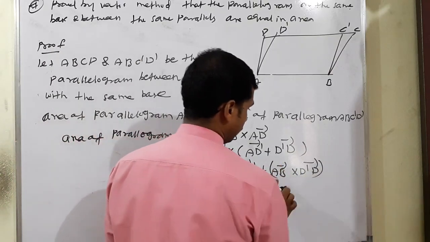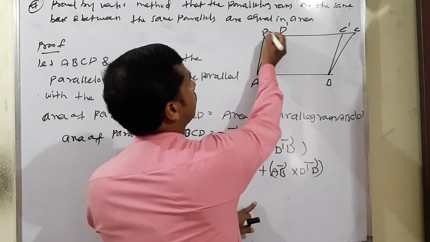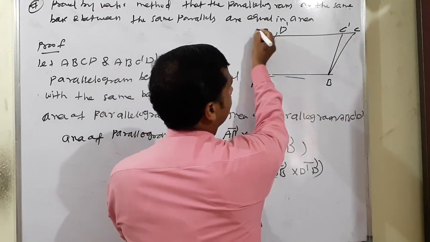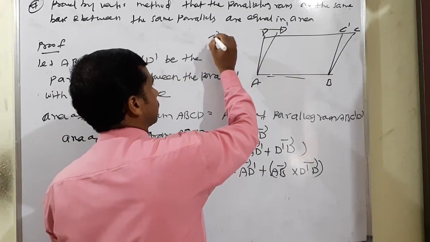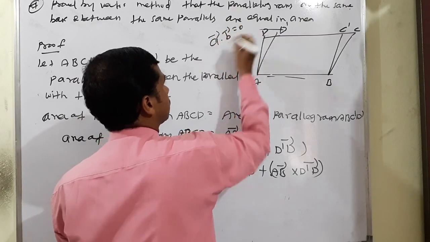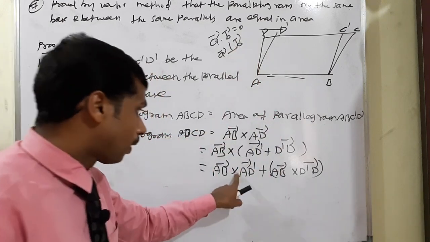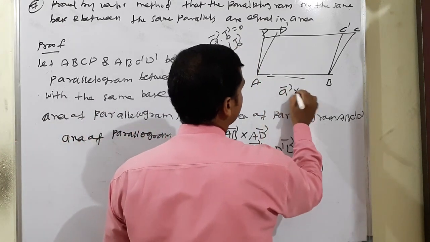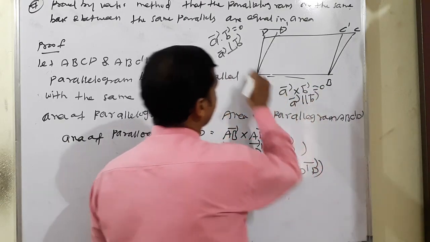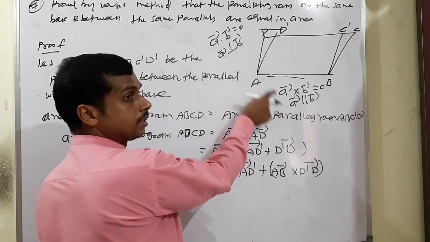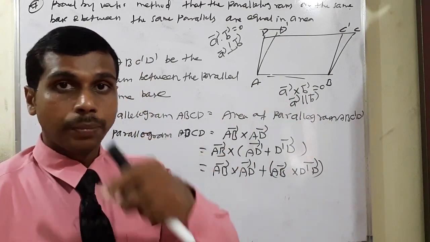Now the second condition. Look at AB vector and D dash D; these are parallel. In the dot product, we already discussed many problems: when A vector dot B vector is equal to 0, it means A vector is perpendicular to B vector. But in the cross product, when A vector cross B vector is equal to 0, it means A vector is parallel to B vector. That is one of the important properties, and you have to understand the difference.